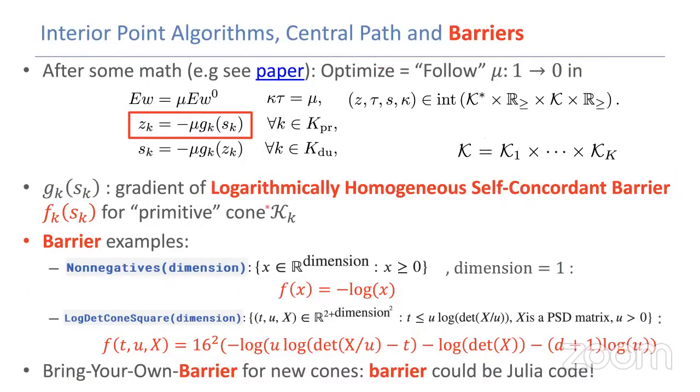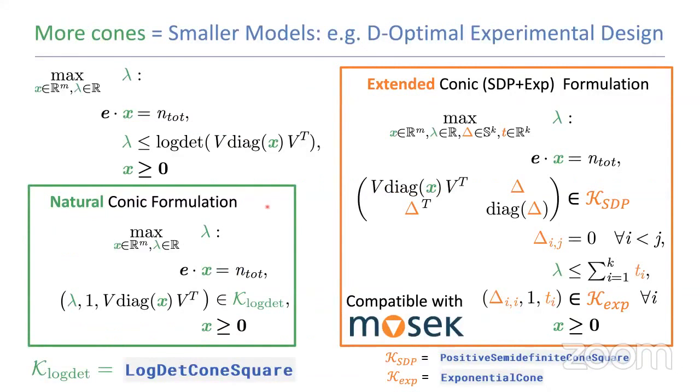Why do I care about having more cones? I mentioned that more cones allow you to do more natural models, or at least smaller models. So let me show you only one example. This is a problem called the optimal experimental design. Basically what it's trying to do is design a linear regression experiment that will give you a predictor that has the minimum variance.